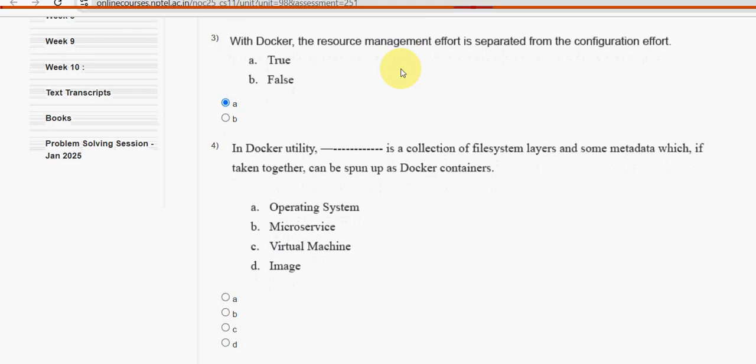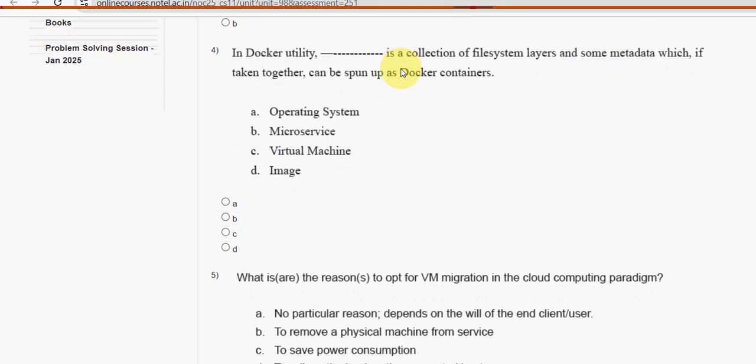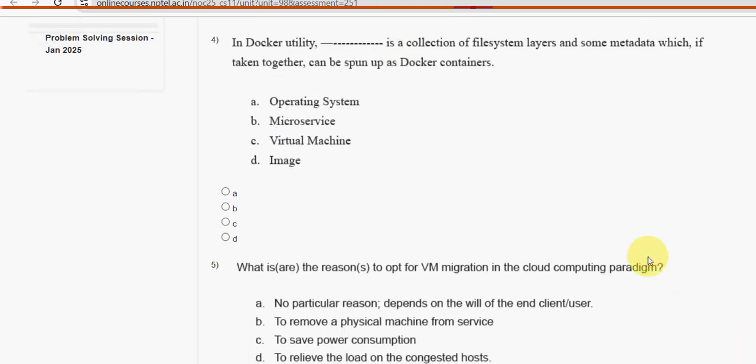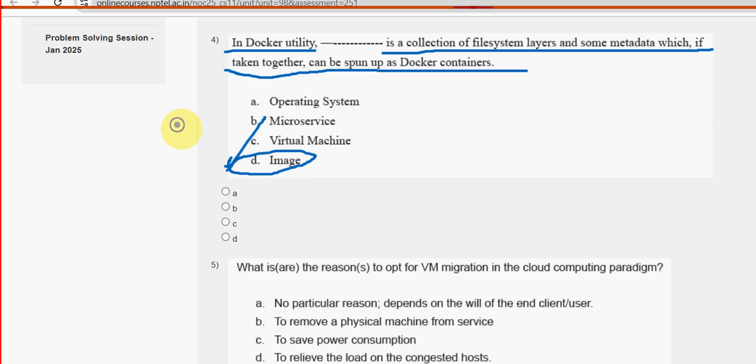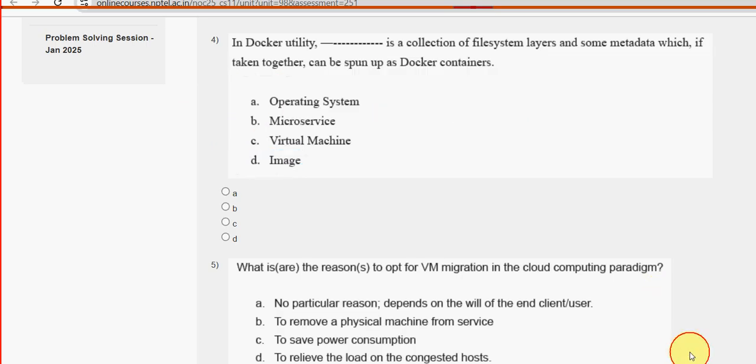Next, fourth question. Fourth one. In Docker utility, what is a collection of file system layers and some metadata which if taken together can be spun up as Docker containers? So for fourth question, option D, image is the probable solution. So mark option D as the probable solution, guys.